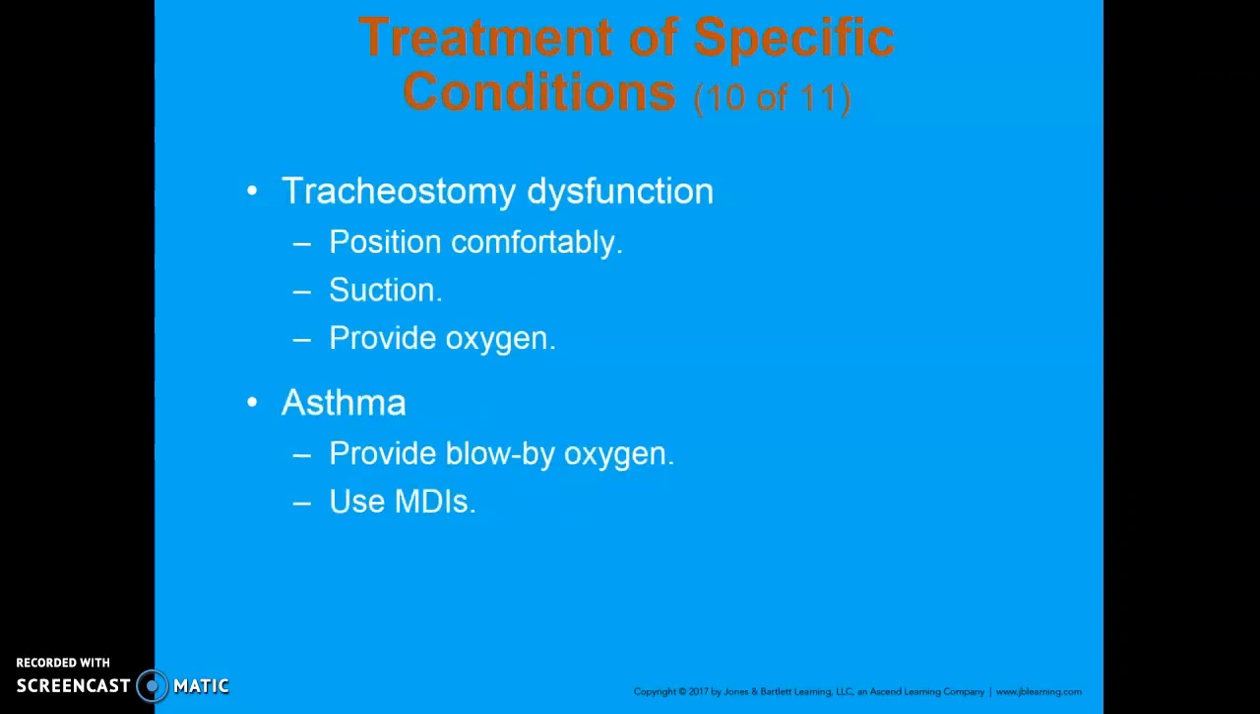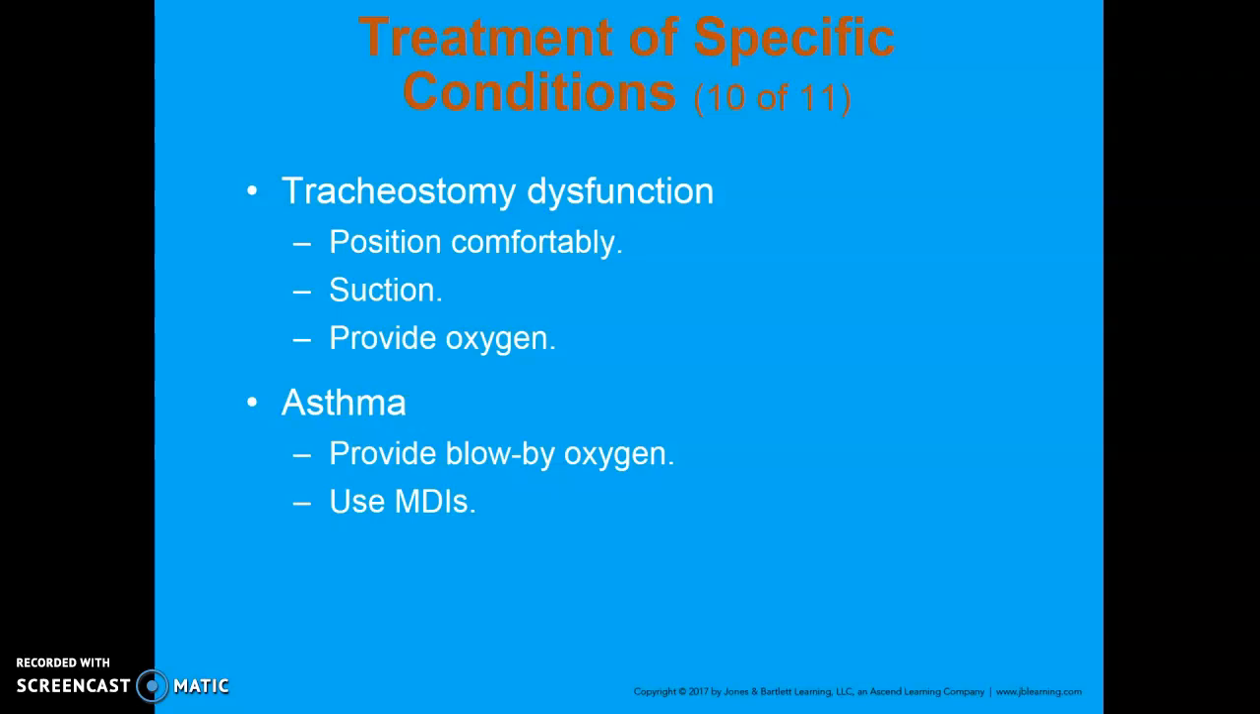Tracheostomy dysfunction, the big thing here is to resecure a patent airway. You want to try and position comfortably. Suction is going to be a huge thing with these patients because of that tracheostomy. They're going to overproduce mucus. So suction, suction, suction, and try to oxygenate the patient once you start clearing that obstruction.